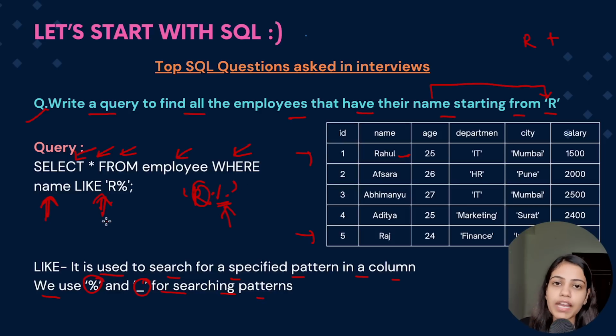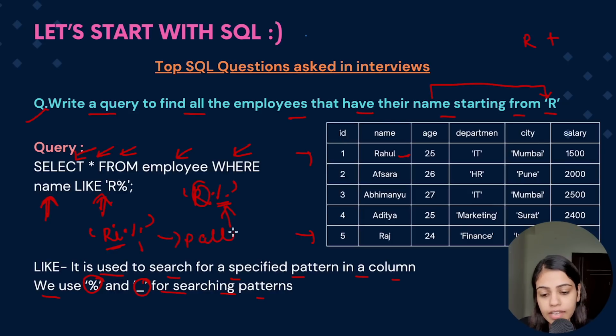Consider if you want to find people who have RI in their first name, so we'll give RI followed by percentage. It basically says that RI should be the first and second characters and the rest of the characters can be anything. So basically it makes a pattern for us, and we have to go into our table and find this particular pattern where I get RI in the first name, and it will go ahead and search in the entire table.